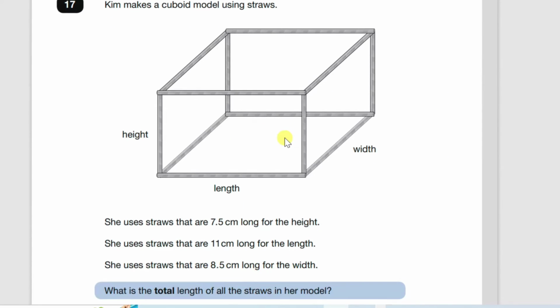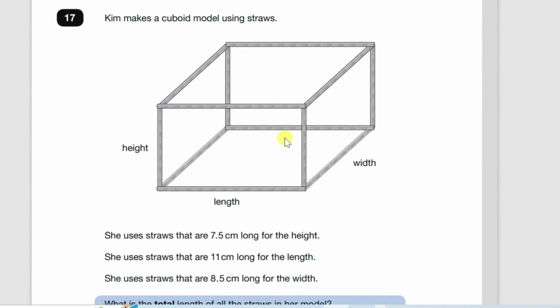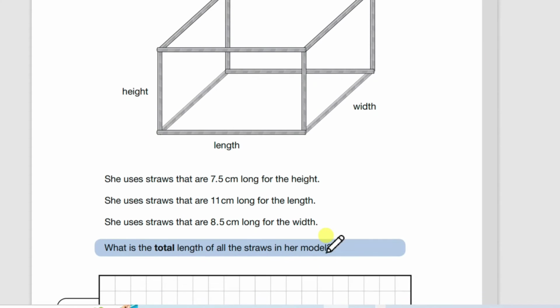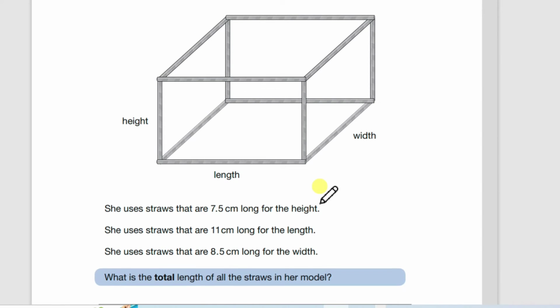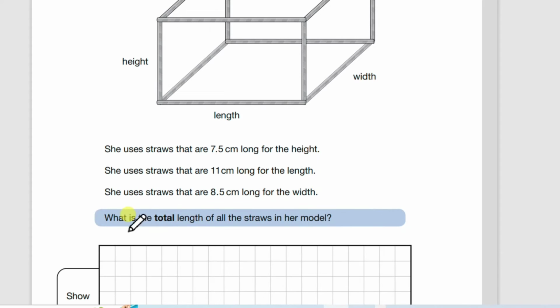Now 17. Kim makes a cuboid model using straws. Okay, so you've got height, length, and width. She uses straws that are 7.5 centimeters long for the height, 11 centimeters long for the length and 8.5 for the width. Okay, great. What is the total length of all the straws in our model?